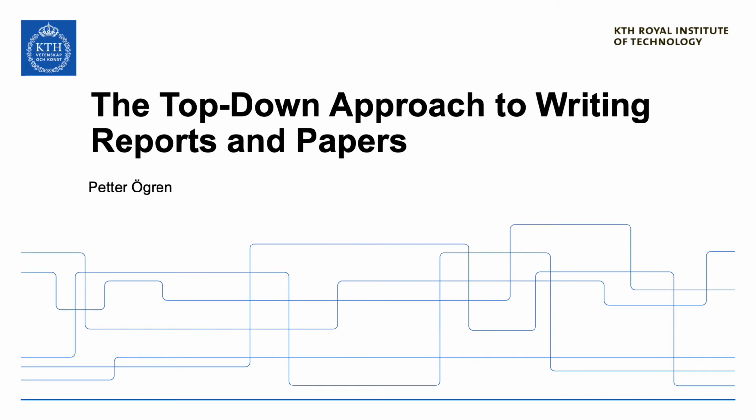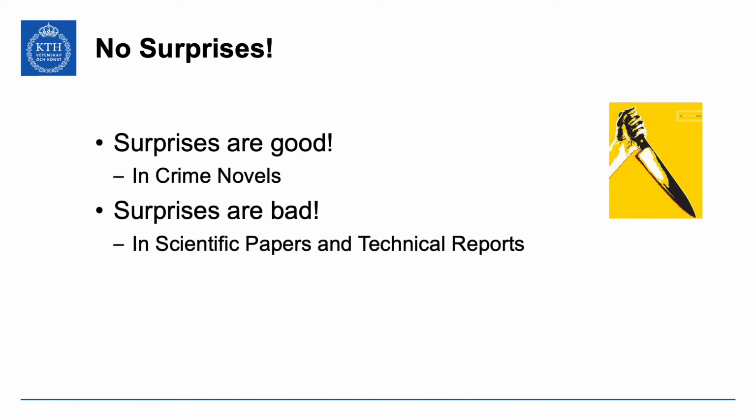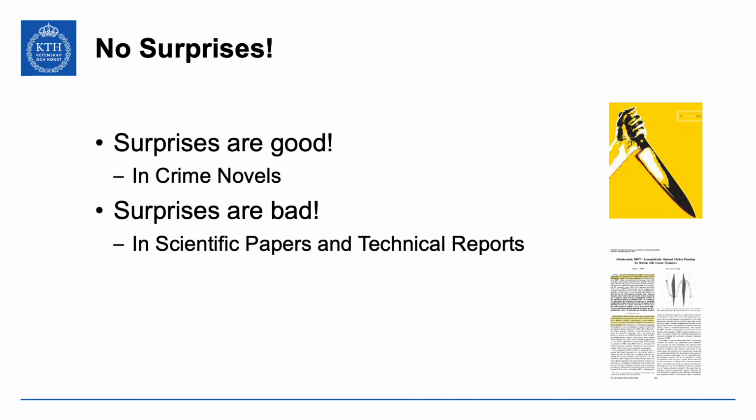In this video, we're going to talk about the top-down approach to writing reports and papers. The key message is that we don't want any surprises. Surprises are good in crime novels. You want the reader to be surprised by who the bad guy really is. But surprises are bad in scientific papers and technical reports.